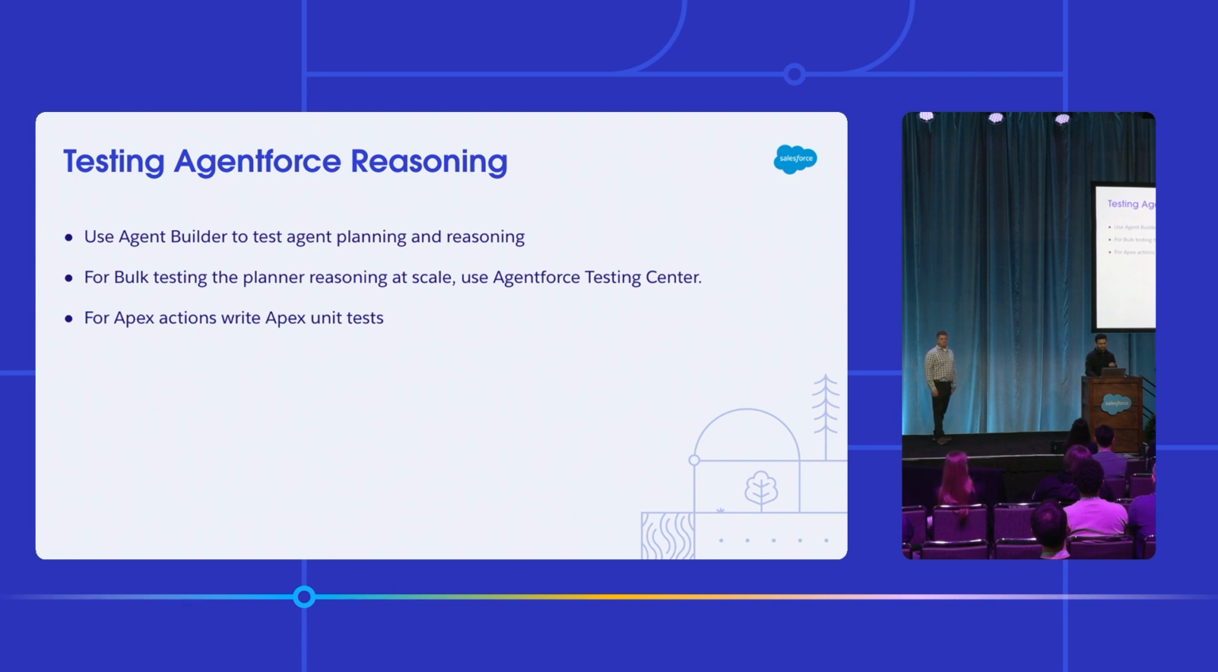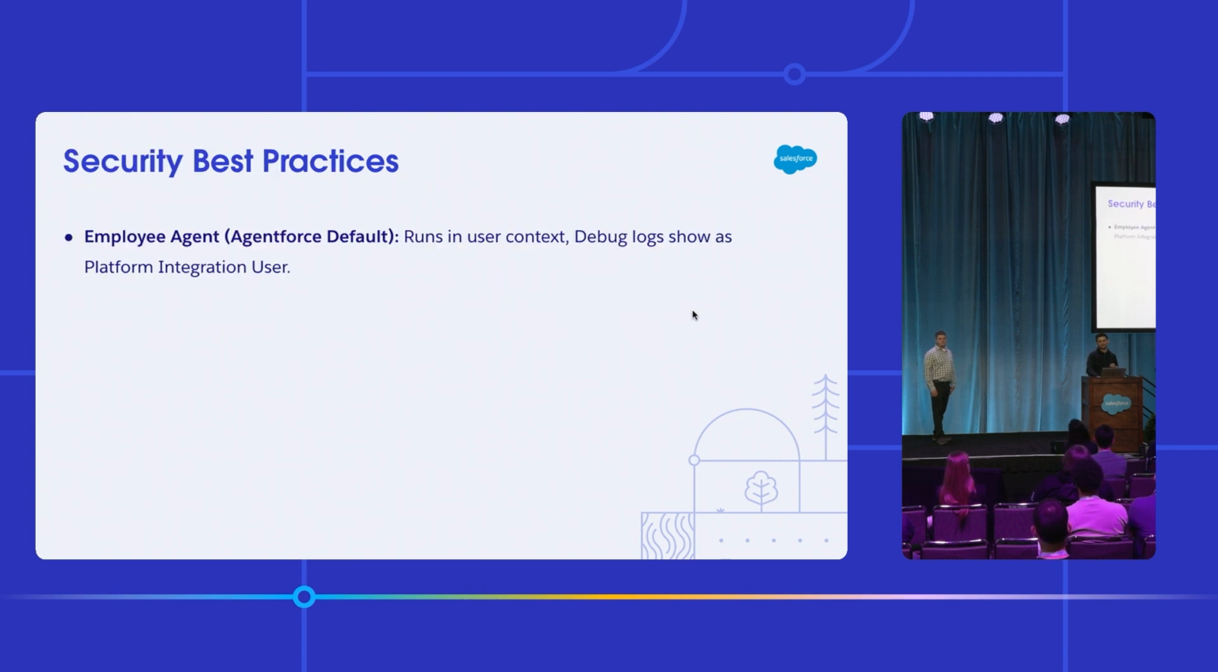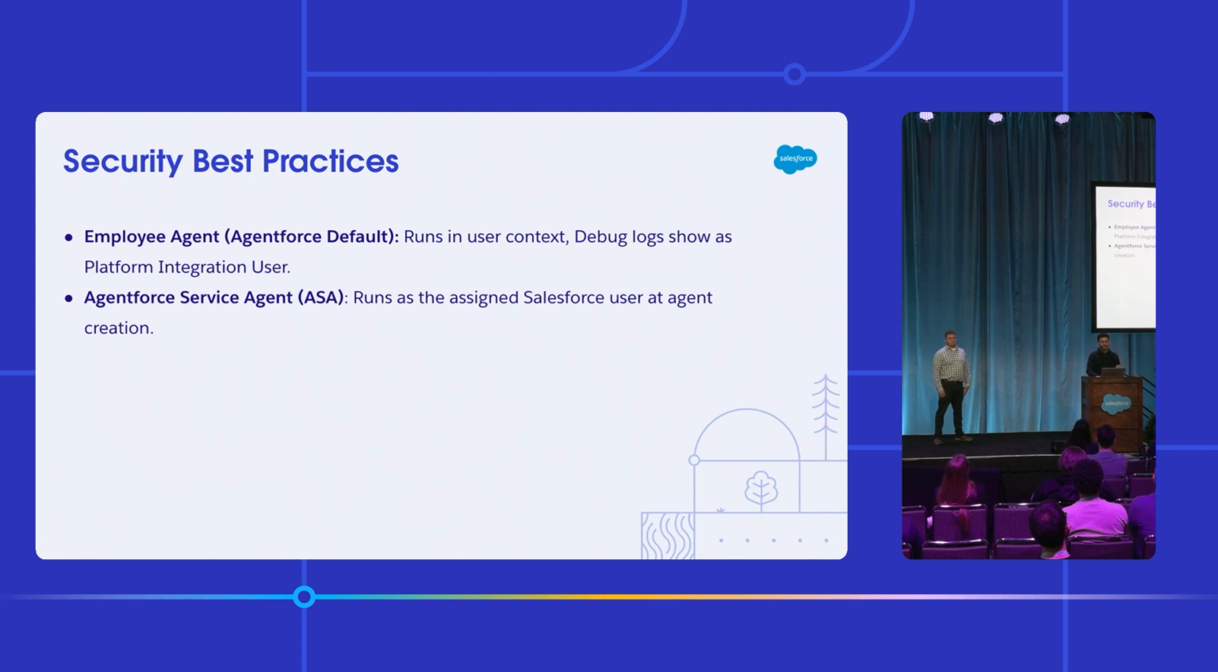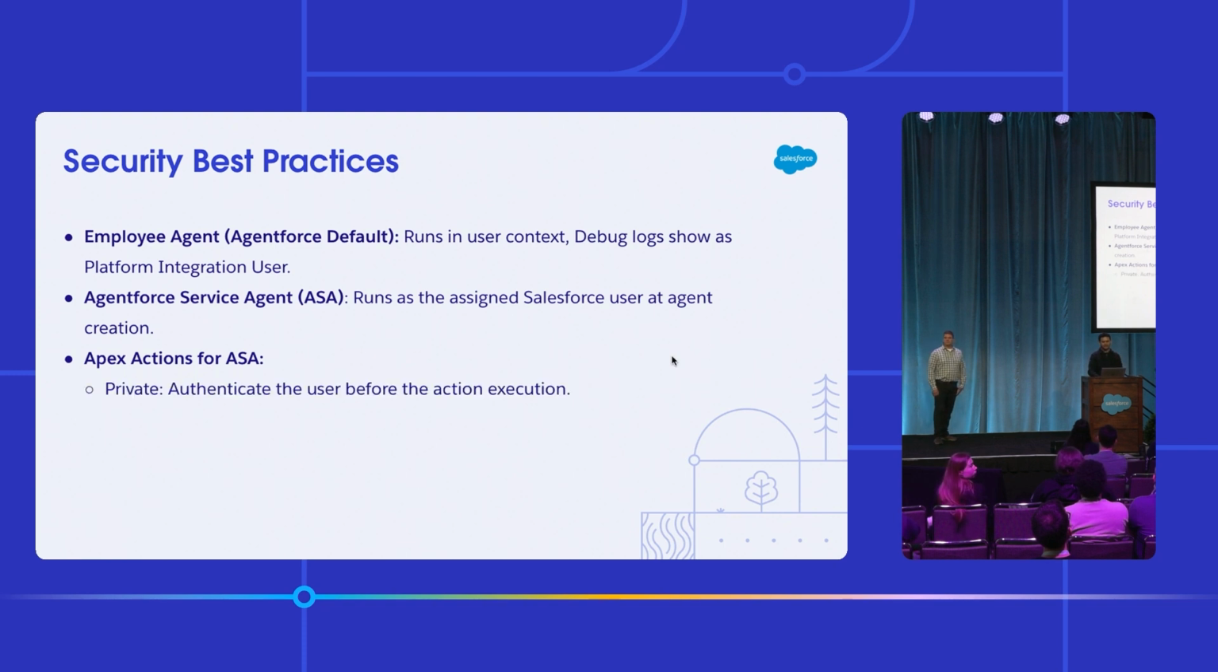All right, so the next thing that we want to talk about is security best practices. One of the things I want to mention is, remember that these employee agents run in user context. However, the debug logs today show as platform integration users. So you need to turn that log on to be able to trace down your Apex. Agentforce service agents run as assigned Salesforce users. That is very important to understand. Even if you have like 10 different users, they still run as that one single user. And that's why you need to authenticate that user action.